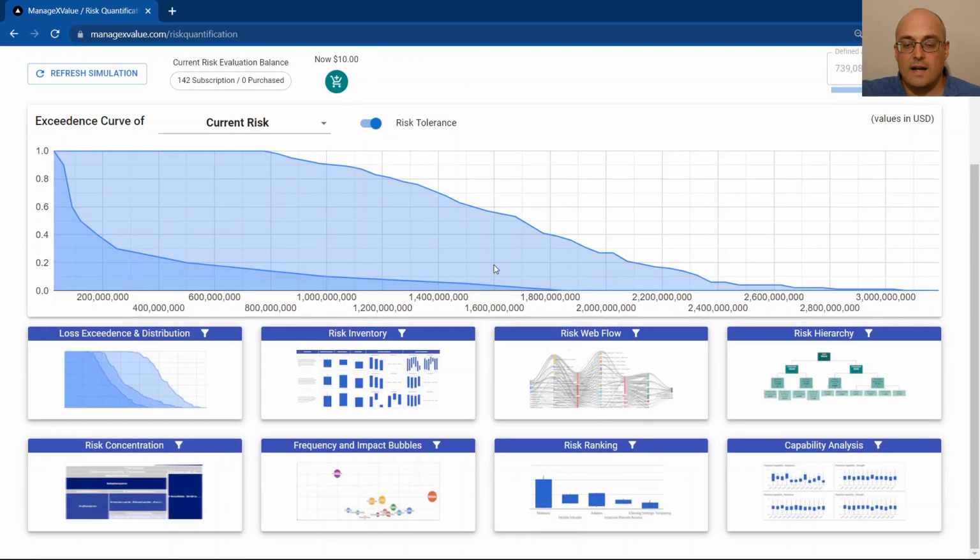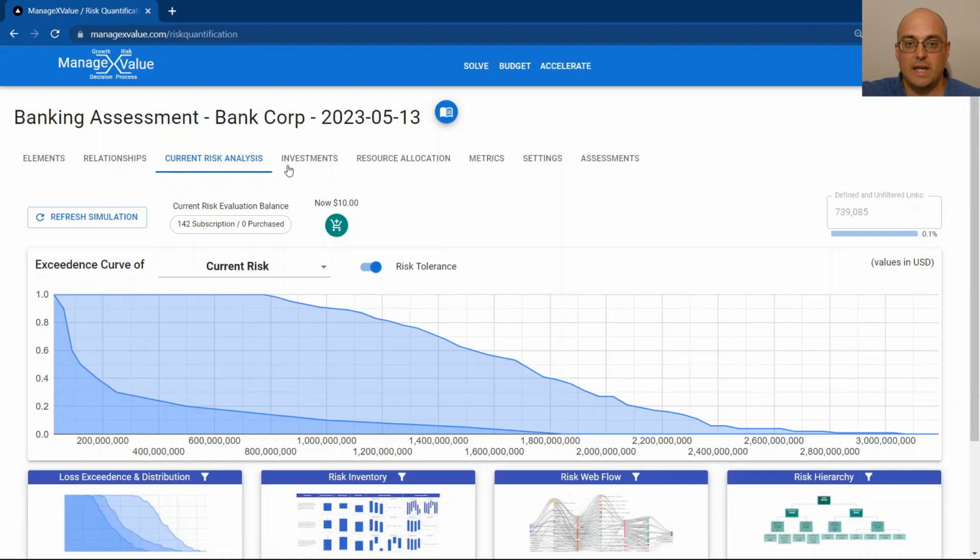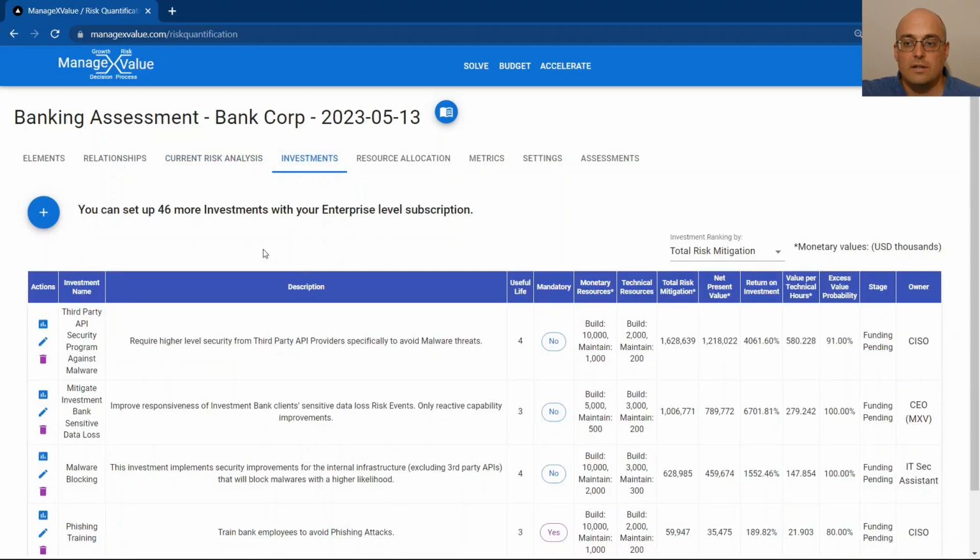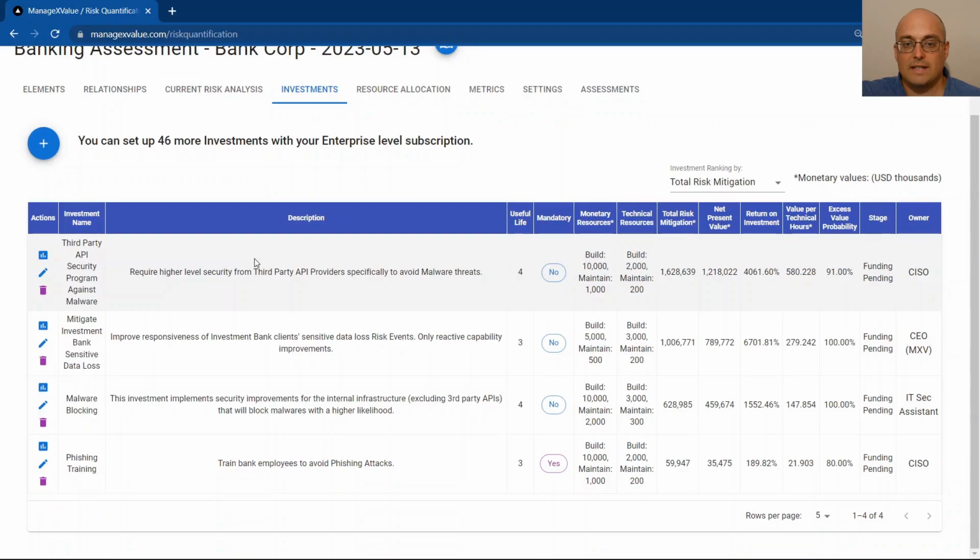So we now define that the main focus we should have relates to service provider APIs and managed malwares. So when we look at the potential investments, for the interest of time, investments here are already filled in. But let's focus on defining an investment that focuses on the third-party API security program against malware. So this could, in this case, potentially belong to the CISO, even though it could be considered as a third-party risk.